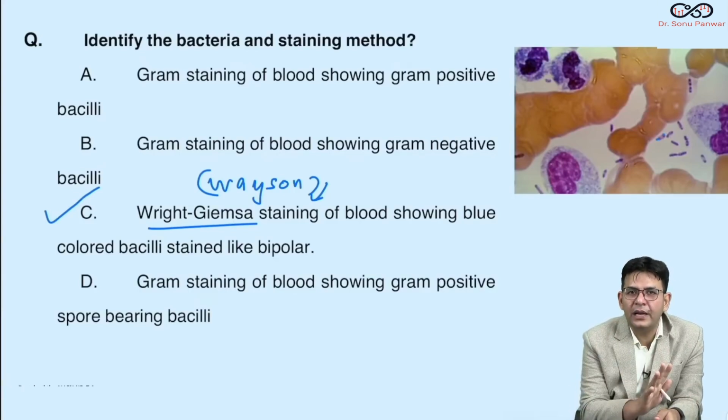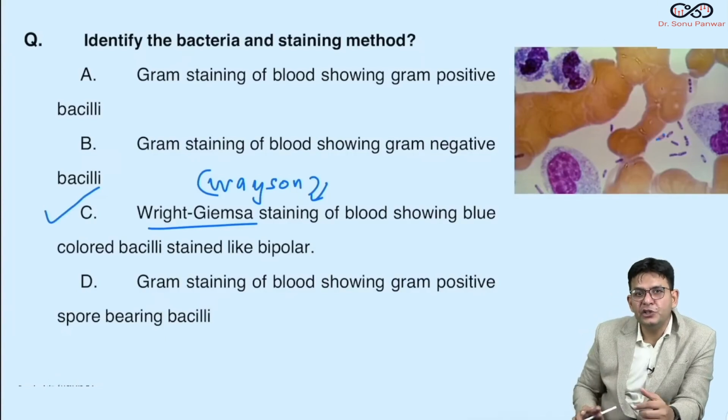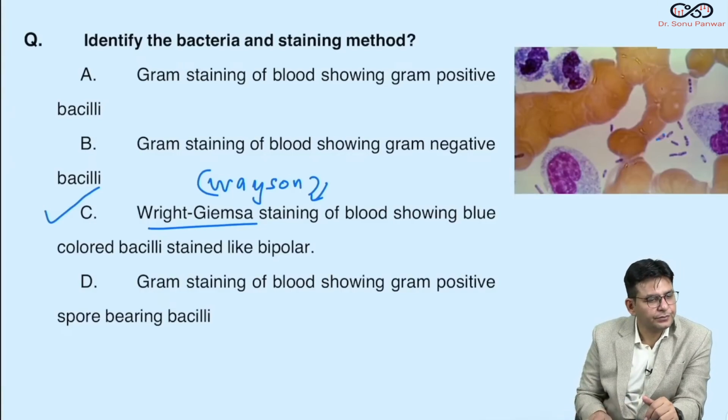Yersinia enterocolitica. This is the new one which can be asked in the NEET PG and INI-CET also, along with the FMG exam. It shows appendicitis-like features. Okay, it shows appendicitis-like features, and an important aspect is that differential motility is observed in Yersinia enterocolitica. Okay.